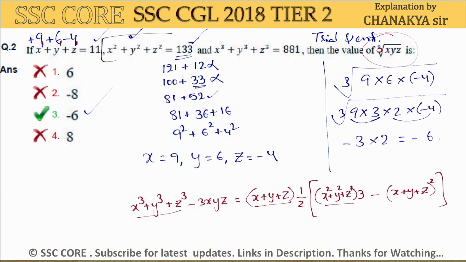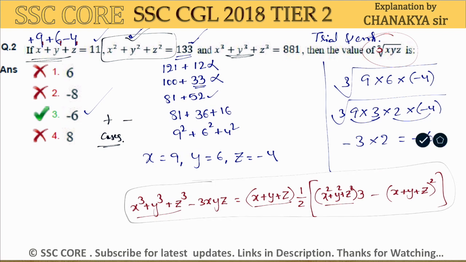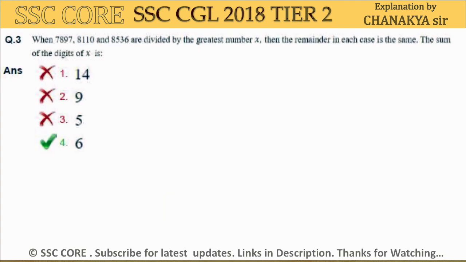Better go for the trial and error method and always start with squares. See, if you start with cubes or power ones, some values can be positive, some values can be negative. We would have to go for more cases. To avoid that, start with squares. Or alternatively, we have this formula: x cube plus y cube plus z cube minus 3xyz is x plus y plus z into half into 3 times x square plus y square plus z square minus x plus y plus z whole square.